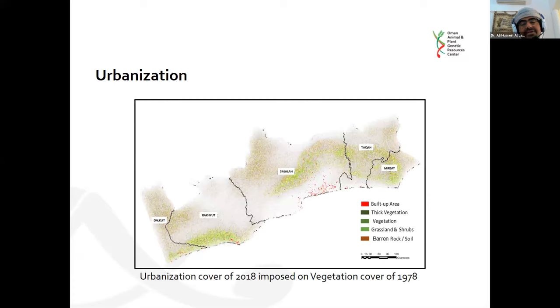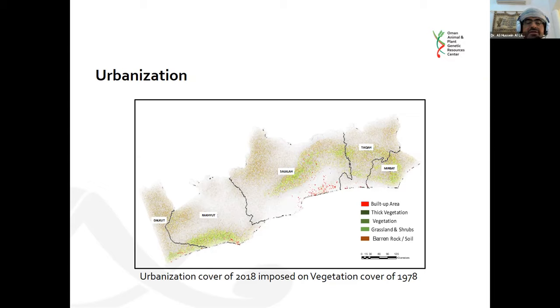That means buildings increased almost 70%, and vegetation in the mountainous areas decreased almost 30%. This map is for the Dhofar region, meaning the five wilayats in Dhofar. It superimposes two maps. The first map, in green, is the vegetation, taken in 1978, and the red is the spots for the buildings found in 2018.